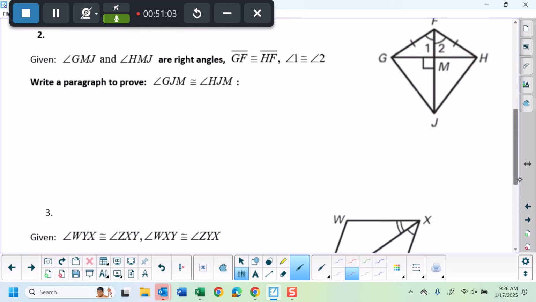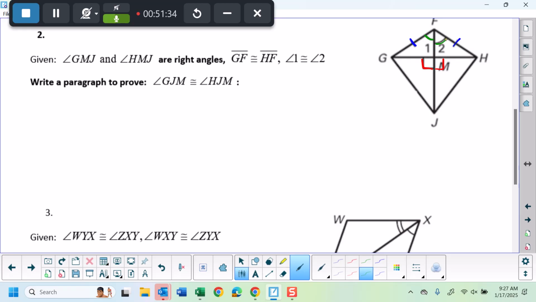Next one. Angles GMJ and HMJ are right angles. So here I have my right angles. GMJ and HMJ are right angles. GF is congruent to HF. I got that there. And I know that angle 1 is congruent to angle 2. I've got that story there.